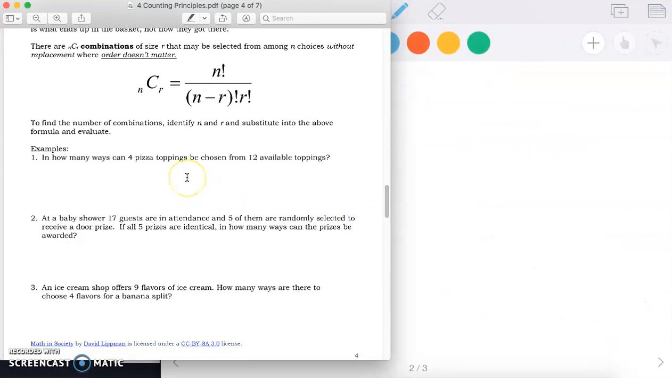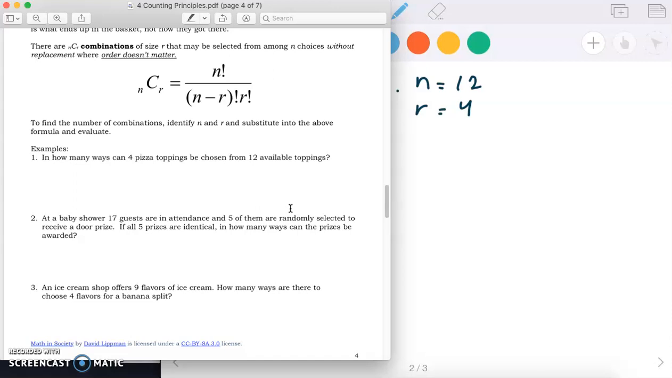So here it says to find the number of combinations, identify N and R and substitute into the above formula and evaluate. Examples: in how many ways can 4 pizza toppings be chosen from 12 available toppings? So we just said pizza toppings, we don't care about the order. I don't care what order you ordered it. If you say, like I said, pepperoni and mushrooms, you're going to get pepperoni and mushrooms, although that would not be a pizza I would choose. So here, for example 1, we have N equals 12 options and R equals 4 choices that we're making.